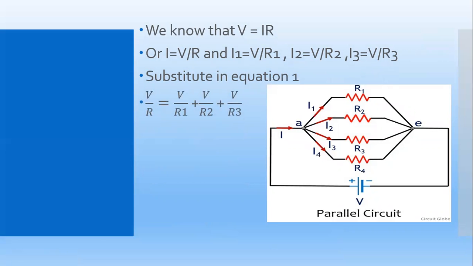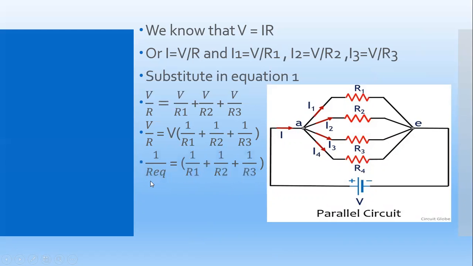Now take out V as common. What is left? 1 upon R1 plus 1 upon R2 plus 1 upon R3. Now cancel this V with this V. What will be left? 1 upon R equivalent is equal to 1 upon R1 plus 1 upon R2 plus 1 upon R3. This is the derived equation for when the resistors are connected in parallel.